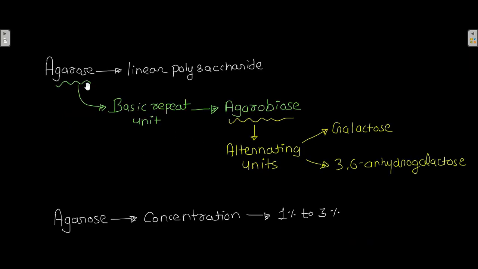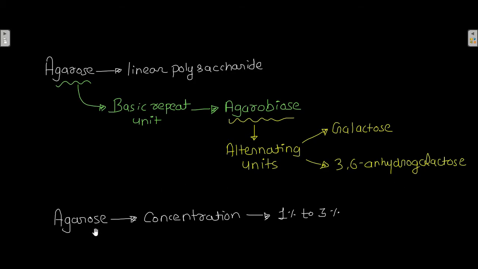Now agarose is a linear polysaccharide, and it is made up of a basic repeat unit known as agarobiose. When agarobiose polymerizes, this polysaccharide agarose is formed. Agarobiose, which is the basic unit of agarose, is made up of alternating units of galactose and 3,6-anhydrogalactose.